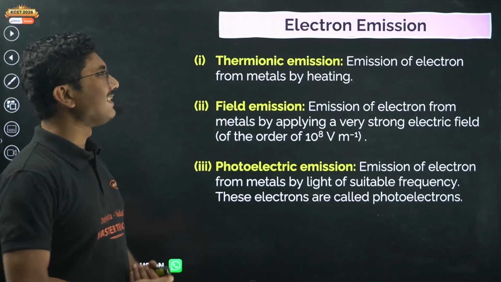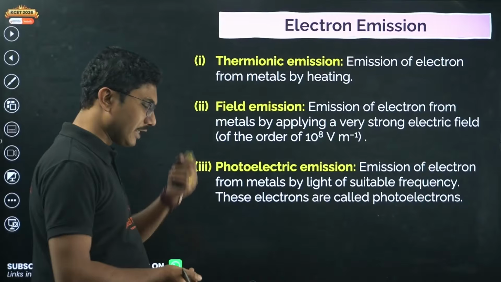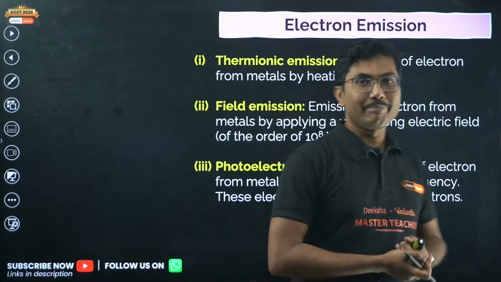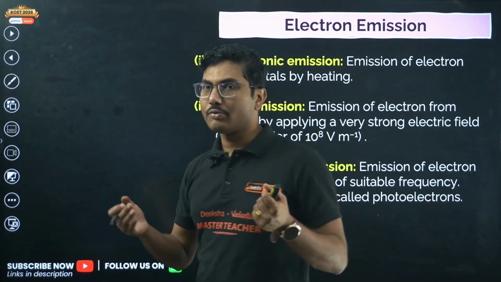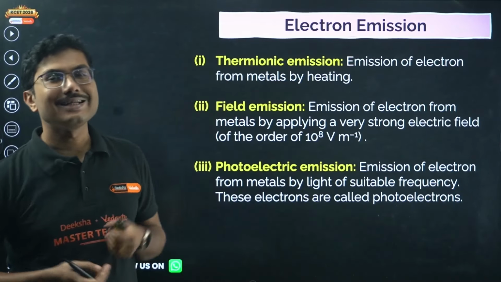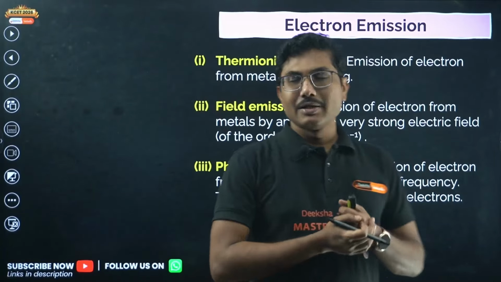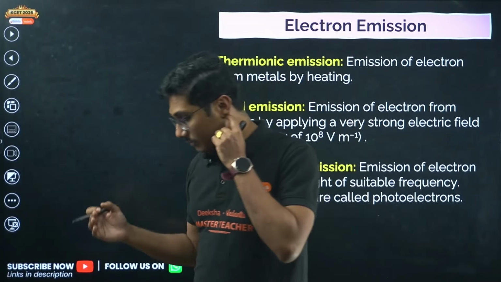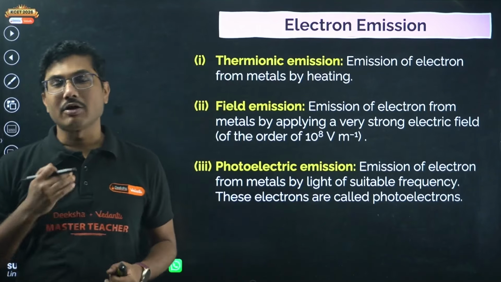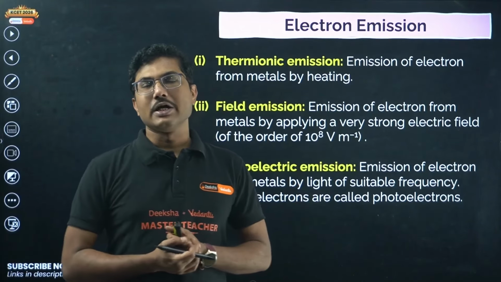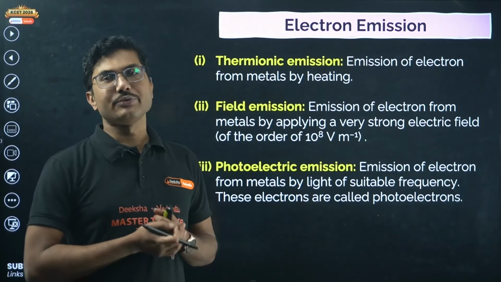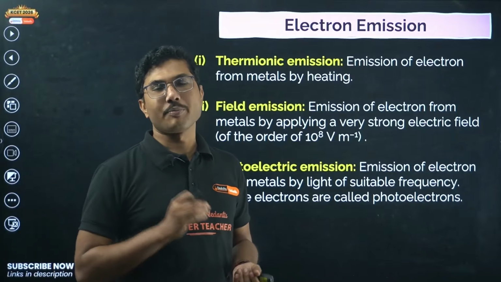So first is electron emission. So what is the meaning of electron emission? We know that metals have a lot of free electrons. Free electrons in the sense they are allowed to move freely within the metal, right? So they are moving freely, but they cannot come out of the metal, right? So there are three processes through which you can extract electrons from the metal, okay?